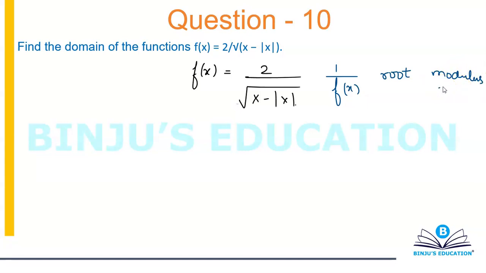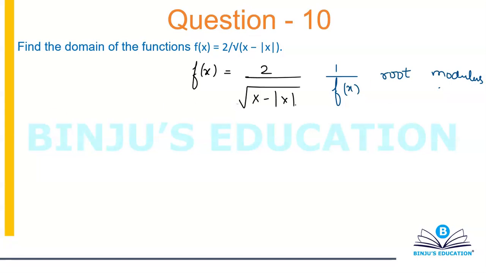Okay. So first of all, I'm going to solve the modulus, because unless and until I solve the modulus, I won't be able to solve x minus mod x. If I'm unable to solve that, I won't be able to solve the root. If I'm unable to solve the root, I won't be able to solve 1 over fx. Okay, let's start with mod.